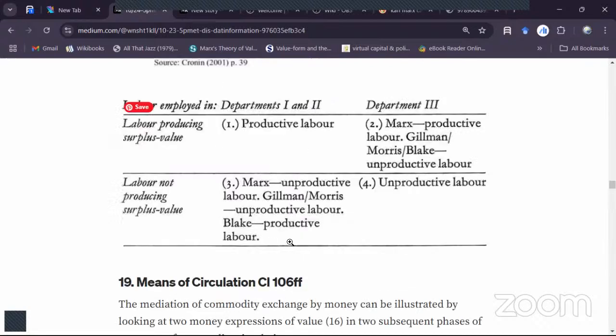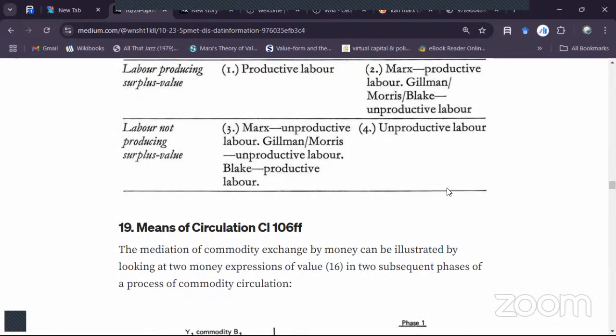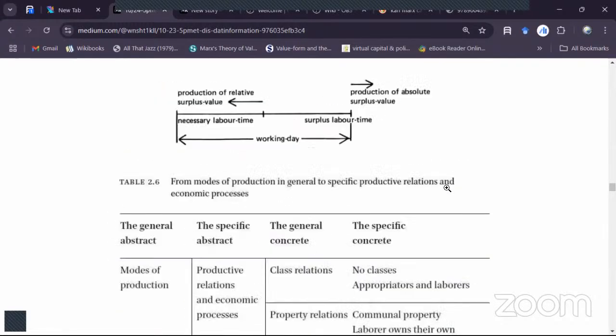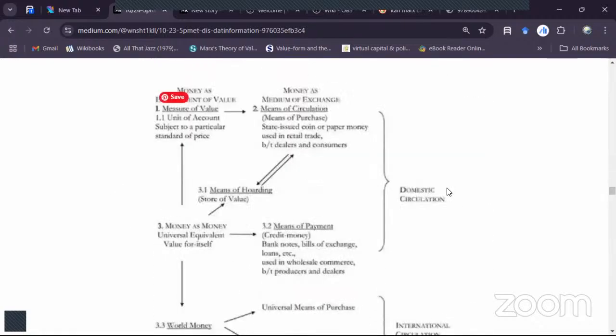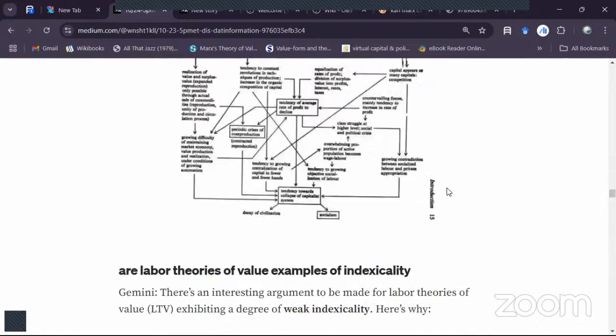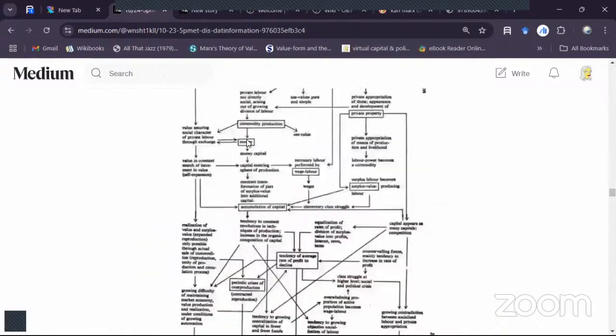And then you see you have Department 1 and 2, labor producing surplus value, labor not producing surplus value, which is an interesting argument worth fighting about. And there is a Department 3 about the questions of productive versus unproductive labor. Okay, so we have means of circulation. I talked a little bit about kind of capital development. This is Mandel's argument for what the whole damn thing looks like.